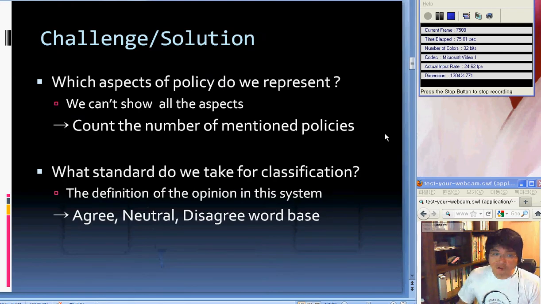To do that, there are two main challenges. First challenge is to choose the aspect we will show. We do not think it's a good idea to show all the aspects, because not everyone is interested in every aspect. We will represent only the top 5 most popular aspects by gathering Twitter messages. Second, what standard do we take for classification? Basically, we use the meaning of the word. Based on the words people usually use for agree or disagree, we will classify the Twitter messages by that.